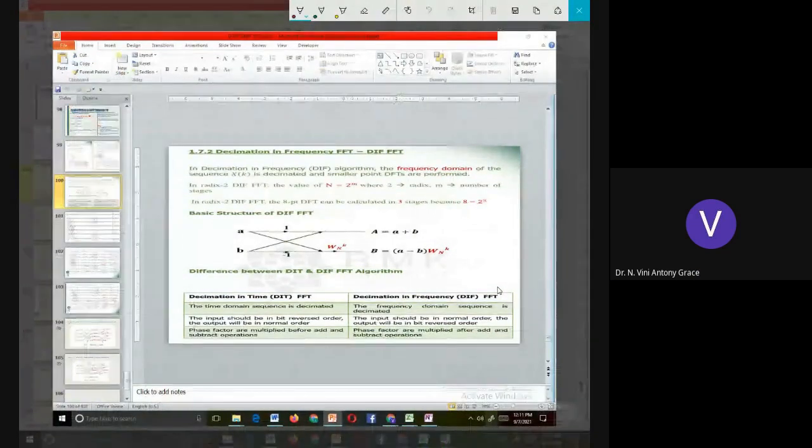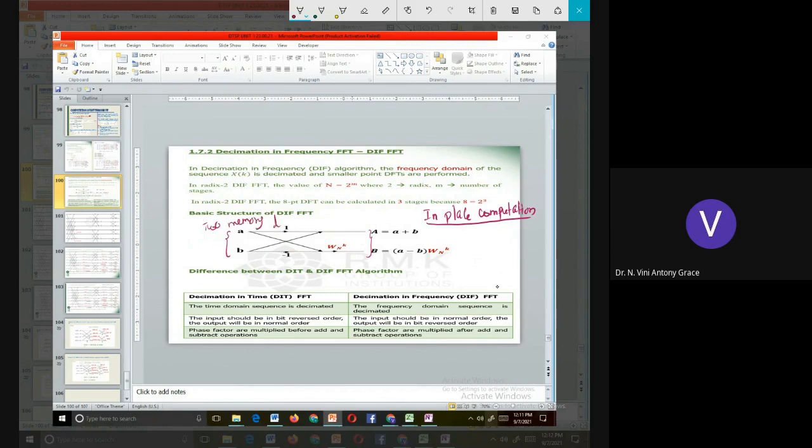One thing to be noted is that this is also a 2-mark question, which is called in-place computation. What is meant by in-place computation: there are 2 inputs and 2 outputs in a basic butterfly structure. Likewise, if I take 4, there are 4 inputs and 4 outputs. For doing this calculation using a computer, we need 2 memory locations to store the 2 inputs, and likewise 2 memory locations to store the outputs. So this requires 4 different memory locations, is it not?